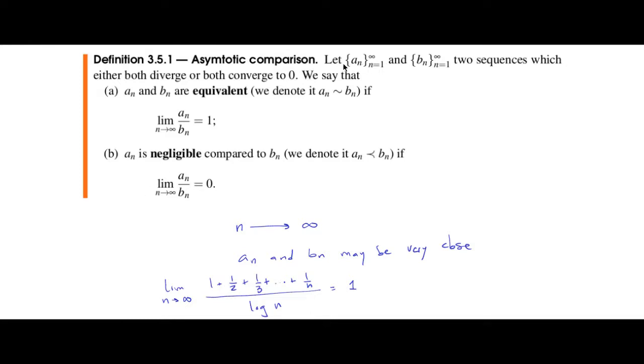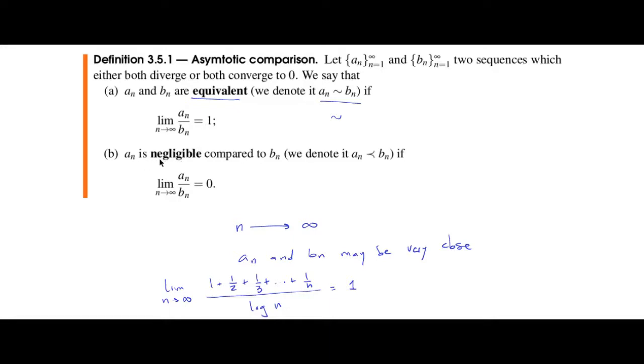Let a sub n and b sub n be two sequences which either both diverge or both converge to 0. We say that a sub n and b sub n are equivalent, and we denote it with this curly tilde, if the limit of a sub n divided by b sub n is equal to 1. That means that if the limit of a sub n when n goes to infinity is infinity, then b sub n is also infinity, but the division between both is 1.